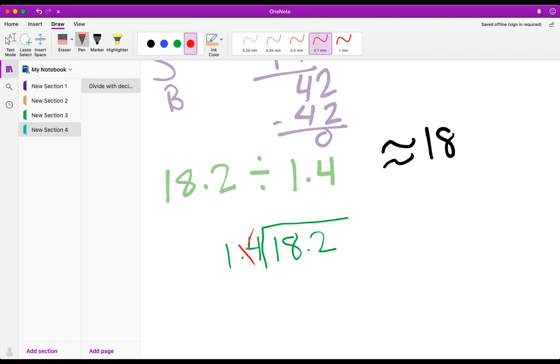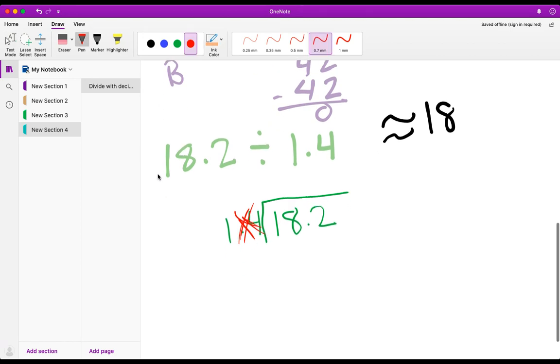We cannot have this decimal point here. That cannot work. So what I have to do is get rid of this decimal place. And the way I do that is I can simply just jump it on over. And if I jump it on over on this side, I have to jump it on over on this side.